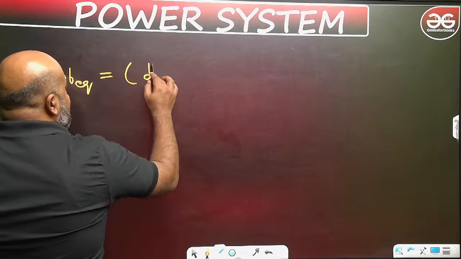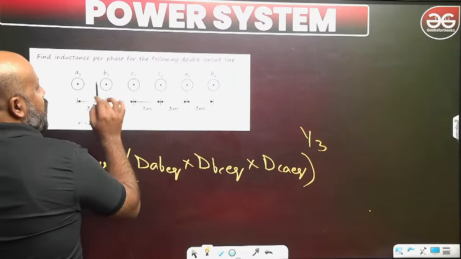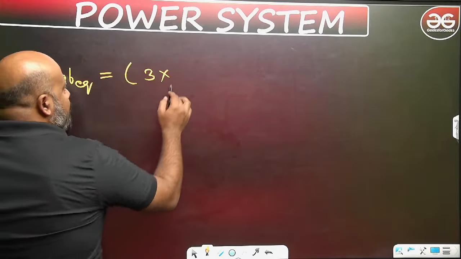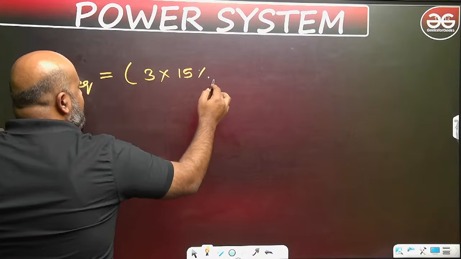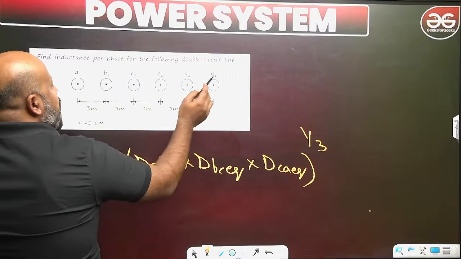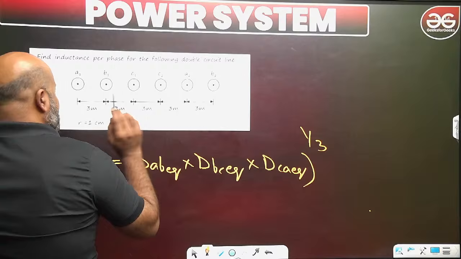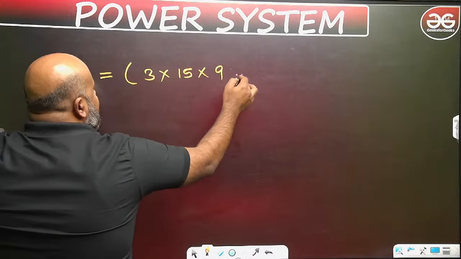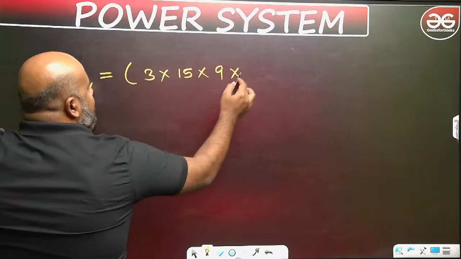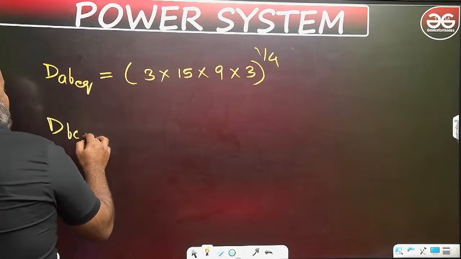Distance between A1, B1 is 3. Distance between A1, B2 is 1, 2, 3, 4, 5. Not 5, 15. 15. Yes or no? Distance between A1, B1 done, A1, B2 done. Now A2, B1, it is 3, 3, 6, 3, 9. So it is 9. Distance between A2 and B2, 3 meter. How many distances? 4. What is the power? 1 by 4. See how easy it is.